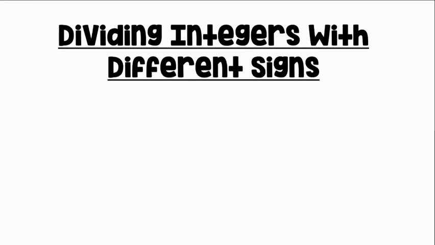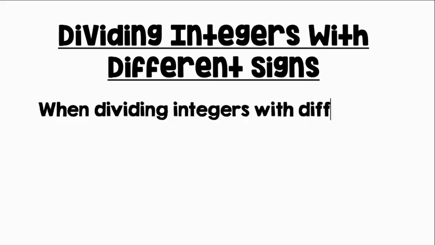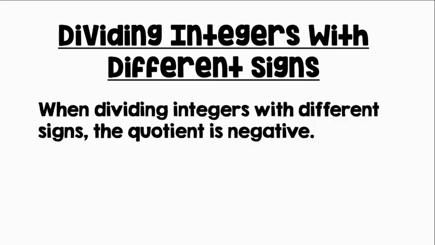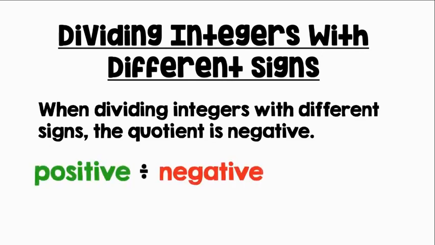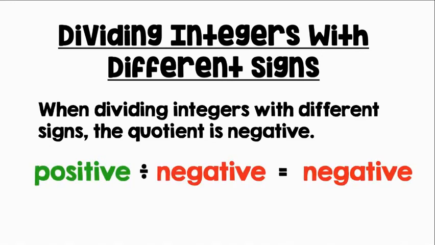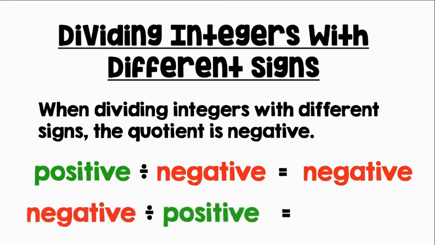Let's review our rule for dividing integers with different signs. When dividing integers with different signs, the quotient is negative. For example, a positive divided by a negative equals a negative. Also, a negative divided by a positive equals a negative.